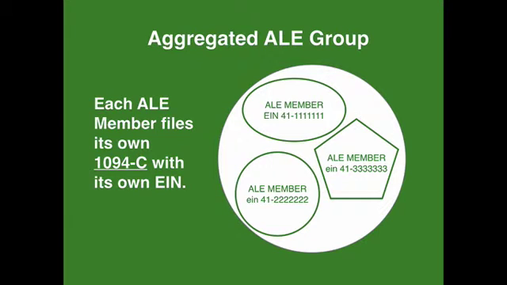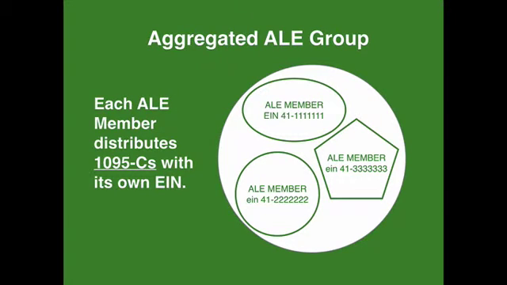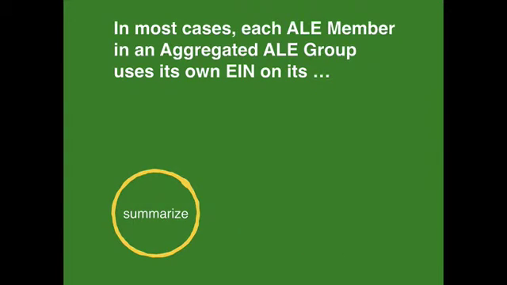So then there's a third piece here that attaches, and that is? Well, each ALE member has to distribute 1095Cs to each of its employees, and for that matter, if it's a self-insured plan, anyone else who has coverage with its own EIN. Okay, good. So I think of the 1095Cs as sort of like a W-2. Not quite, but sort of. Yeah, that's a fair analogy. Okay, good. So let's review and summarize for just a moment here.